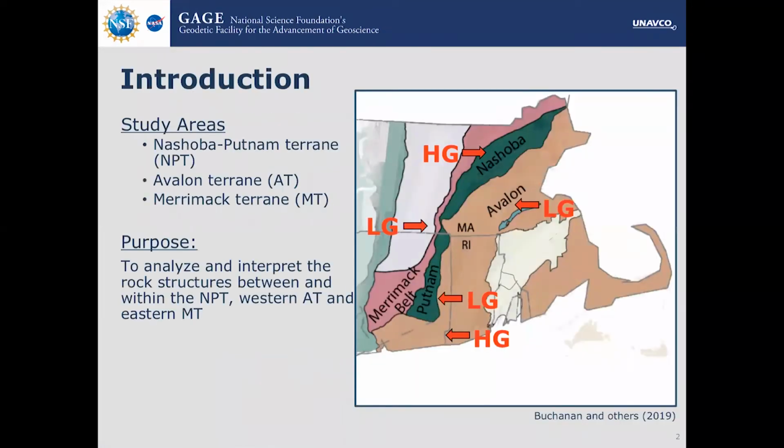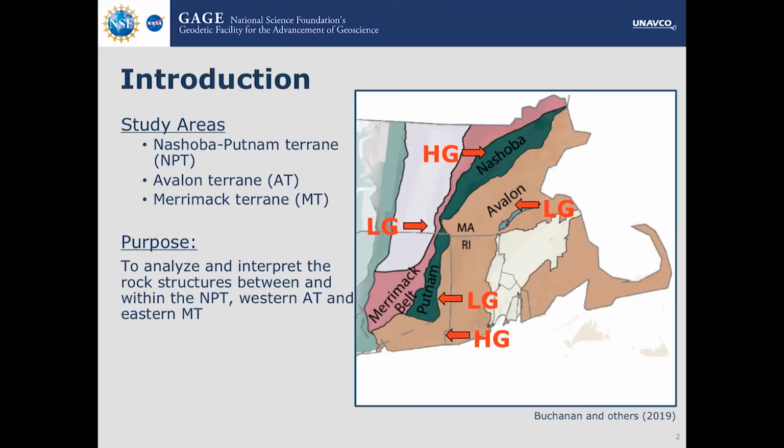So for a little introduction, we were looking specifically at the Neshoba-Putnam region, which is depicted right here, as well as the Western Avalon, which is along the eastern border of the Neshoba-Putnam, and the Merrimack Belt, which is along the western border of the Neshoba-Putnam.